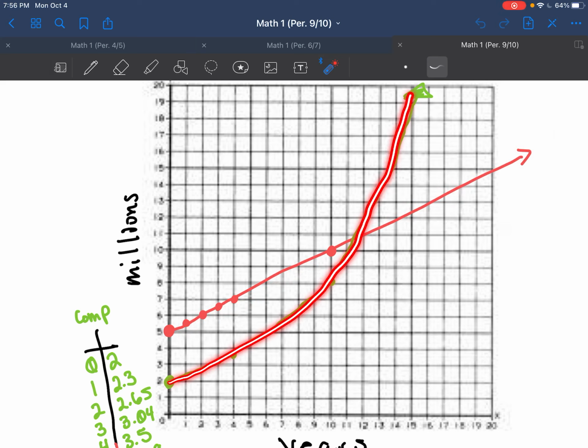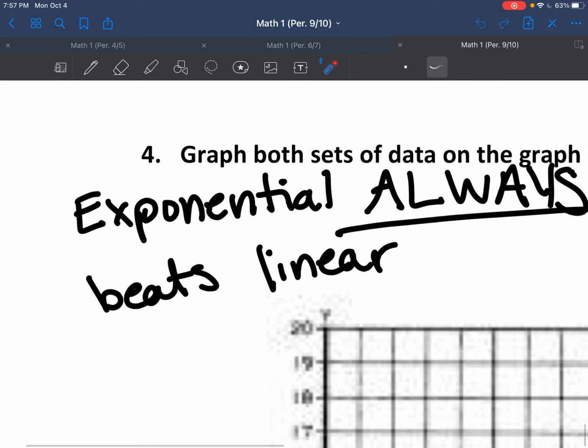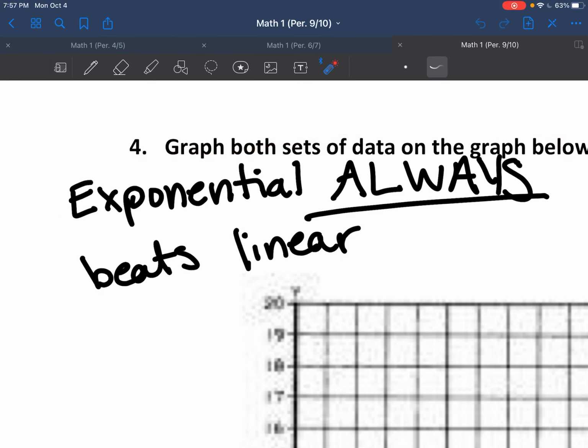Now see, eventually ComputerFest surpasses Calculorama in money. So if you chose Calculorama for number 3, shame on you, because ComputerFest is eventually going to have more money. So here's an important love note. This is the most important thing about today's lesson. Exponential always beats linear every time, no matter what. Whether you're increasing or you're decreasing, exponential will always beat the linear.